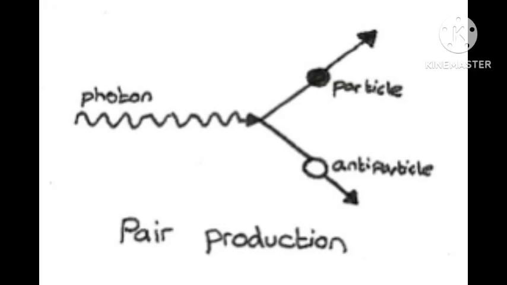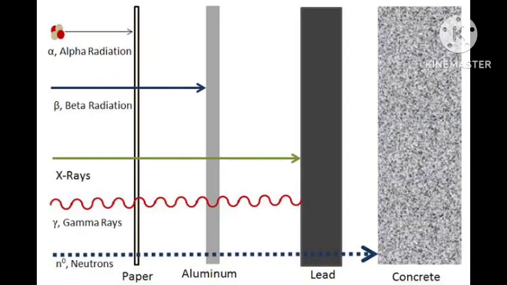Their ionizing power is 1 by 10,000 times that of alpha rays. Penetrating power is about 10,000 times that of alpha rays. They can even penetrate a 30 centimeter thick iron block. They eject beta particles from substances on which they fall. They show the phenomenon of pair production.